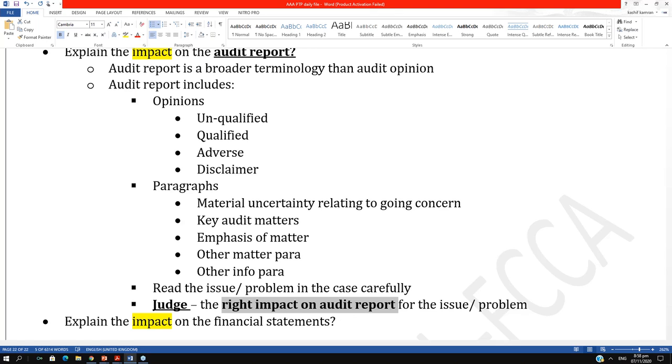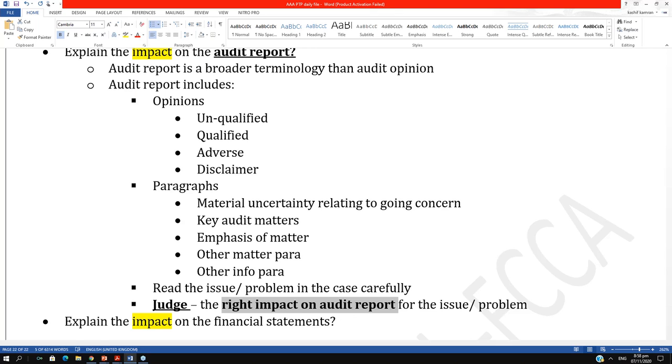I've already covered these paragraphs in my previous webinars. So please watch my previous webinars for all paragraphs and all opinions. I've covered a good amount of knowledge there, so I just don't want to repeat things. But is everyone becoming clear on the difference between impact on opinion and impact on report? So will you read the question carefully?